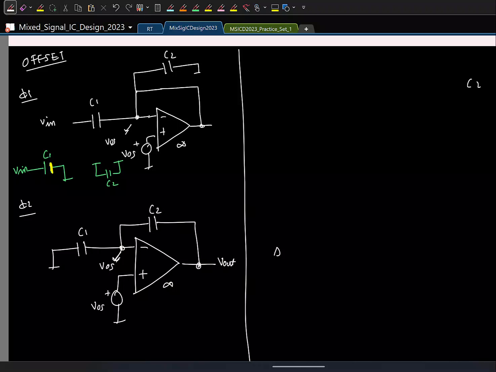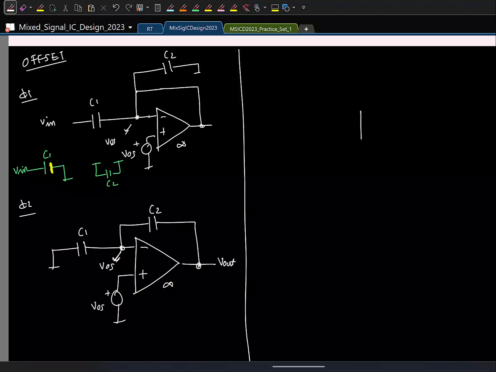So yeah, let's see. So for correcting the offset, the principle they used was, instead of sampling the input with respect to ground, we sampled it with respect to the error voltage we will have. For the offset case, it was the offset. Now I am trying to correct for the gain error, right?